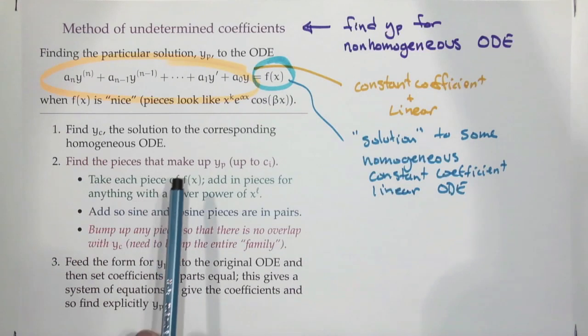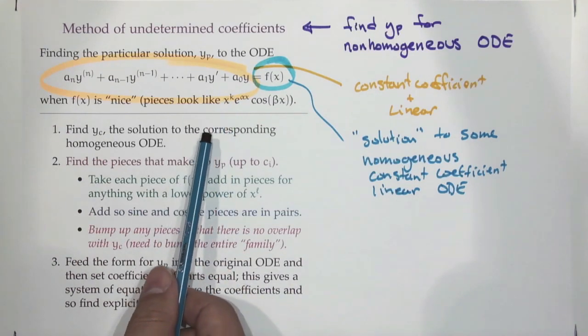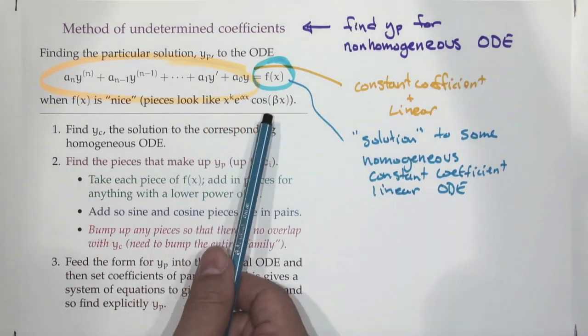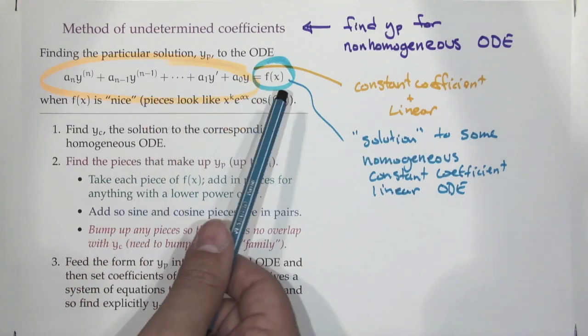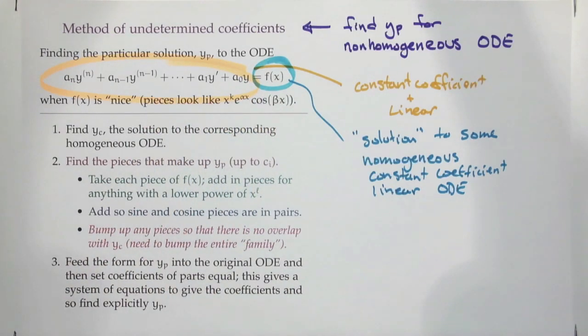And so what do nice things look like? They look like x to a whole number, maybe an exponential part, maybe a sine or a cosine part. But that's it. Those are the only things that come out of our homogeneous constant coefficient linear differential equations. So in that narrow setting, if we're there, then we have a way to solve. So how does it work? Well, what we do is we start by saying, all right, find the homogeneous solution.